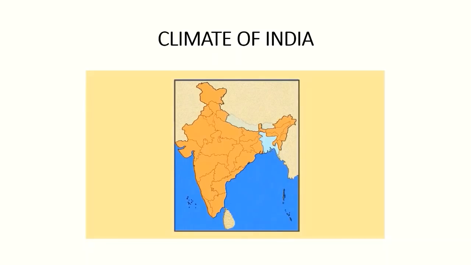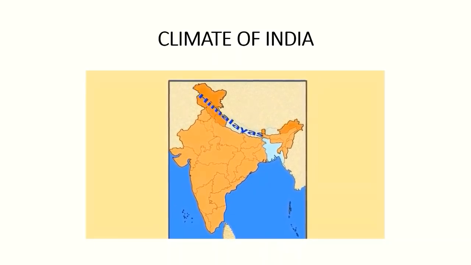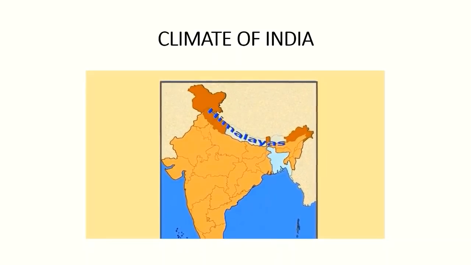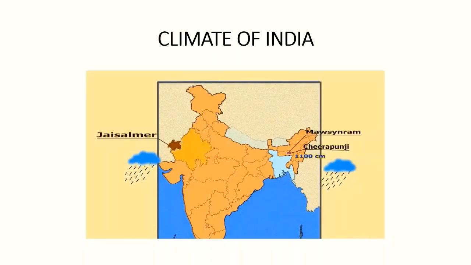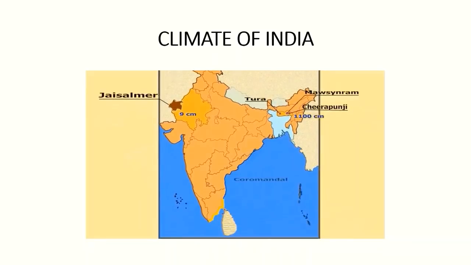Now we come to the topic of precipitation. Precipitation is also in a different amount and in different seasons it is different. For example, in the Himalayan region it is in the form of snowfall, whereas in all the other places in India it is in the form of rain. Cherrapunji and Mawsynram receive the heaviest rainfall, that is 1100 centimeters, whereas at the same time Jaisalmer receives only 9 centimeters of rain.